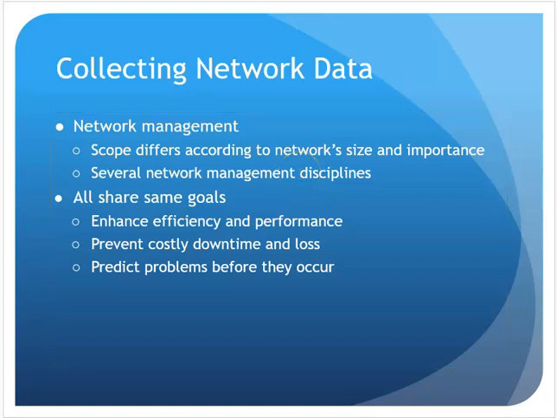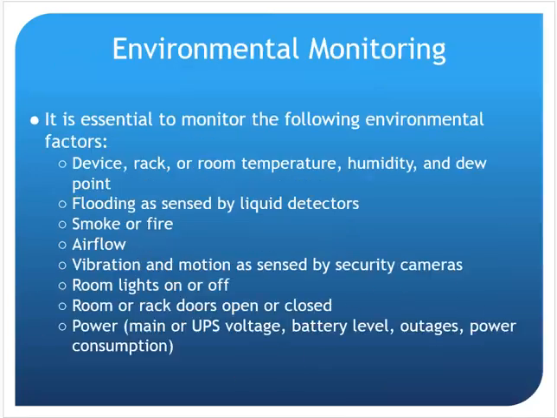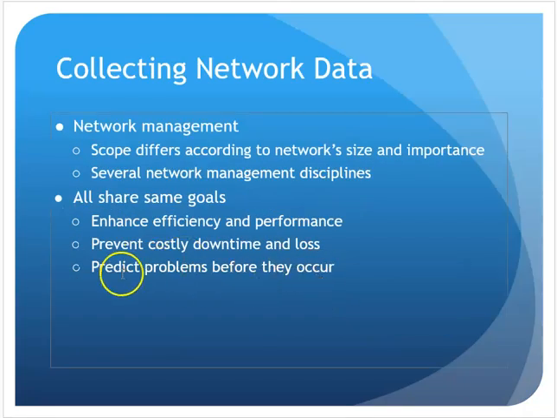All share the same goal no matter what: efficiency and performance, trying to make it perform as best as possible, and prevent any costly downtime. Years ago it was okay to have a little bit of downtime. Nowadays it's pretty much not acceptable to have any downtime on any network because so many things rely on the network for communication. And then also trying to predict problems before they occur and maybe cut them off or fix them before they become an issue. Bare minimum, identify them quickly and restore them quickly, but sometimes even predict before they actually occur.